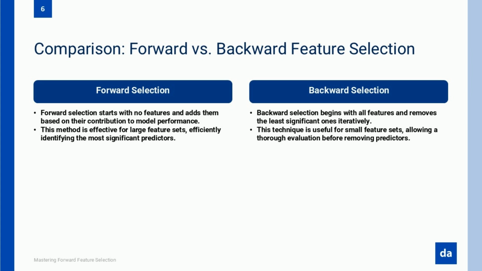So, no clear winner here. It all comes down to the situation. If you have a huge data set and need speed and efficiency, forward selection is your best bet. If you've got a manageable number of features and want to be extra thorough, backward selection might be the way to go. And if you really want to get fancy, some hybrid methods combine the best of both worlds.